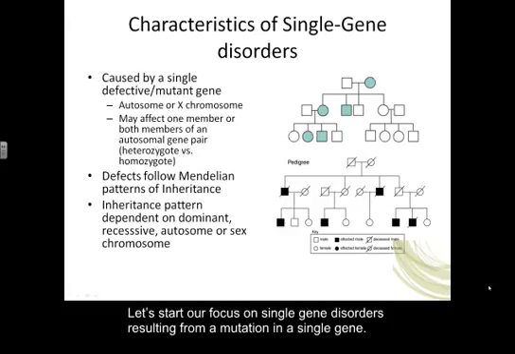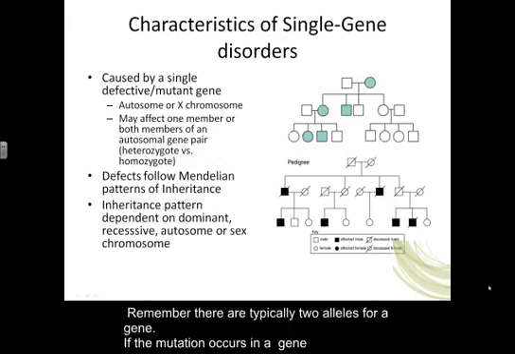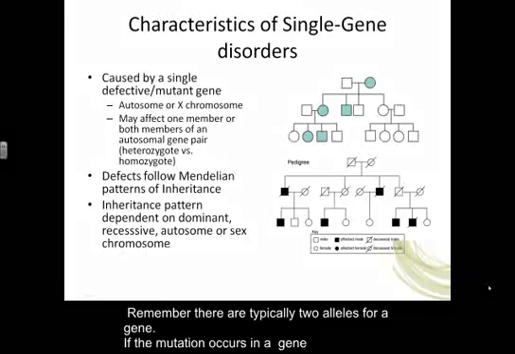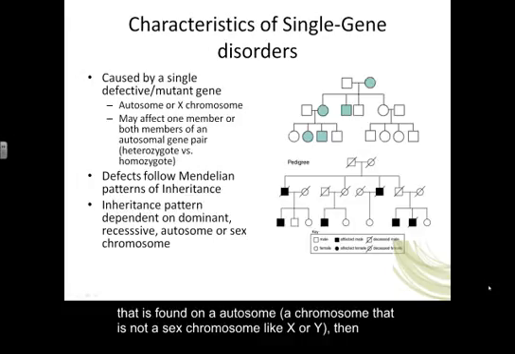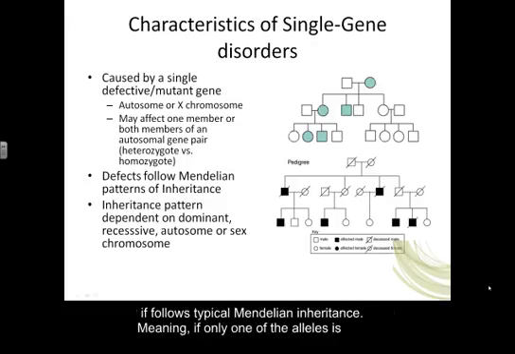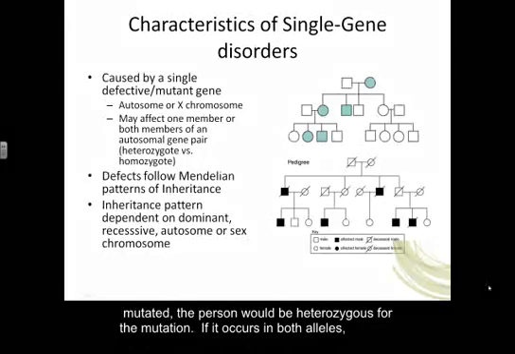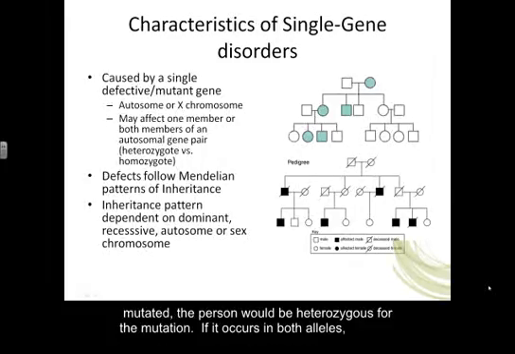Let's start our focus on single gene disorders resulting from a mutation in a single gene. Remember, there are typically two alleles for a gene. If the mutation occurs in a gene that is found on an autosome, that's a chromosome that is not a sex chromosome like X or Y, then it will follow typical Mendelian inheritance, meaning if only one of the alleles is mutated, the person would be heterozygous for the mutation. If it occurs in both alleles, they are homozygous.